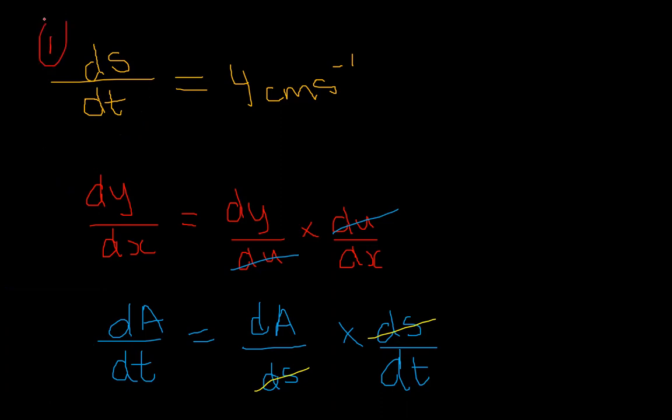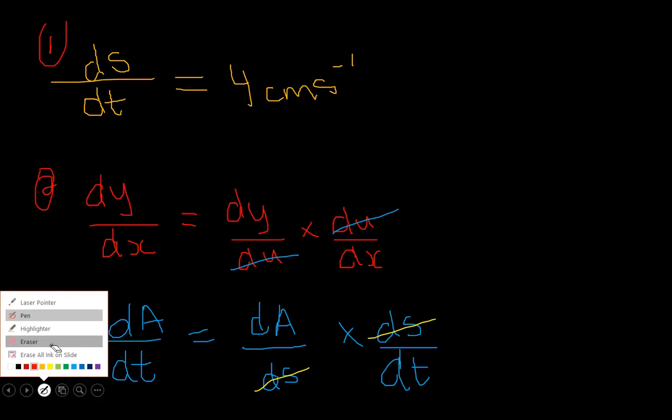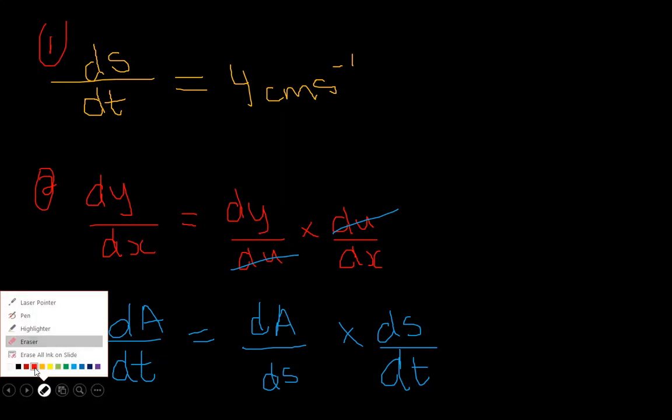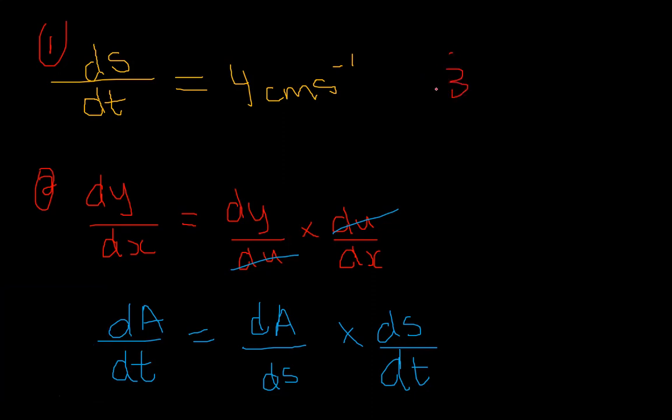So that's the first thing I told you to look out for. The second thing I told you to look out for: so you have this now, right? We know that this is what we're working with. In order to find my dA on dt, which is what they asked me for, the rate of increase of the area, I know I need these two things. I already have ds on dt. They told me it's 4. But what is dA on ds? You need to find this if you want to figure out what this is. That's where this third thing comes in.